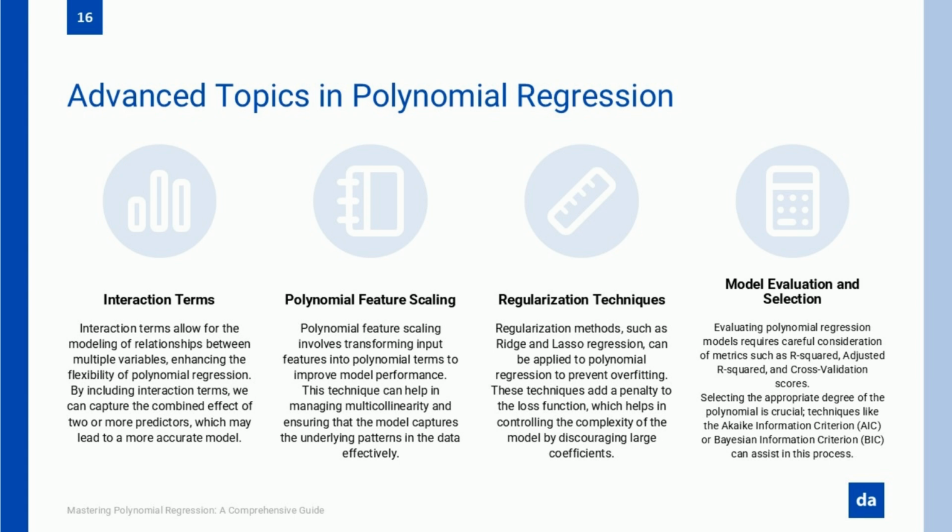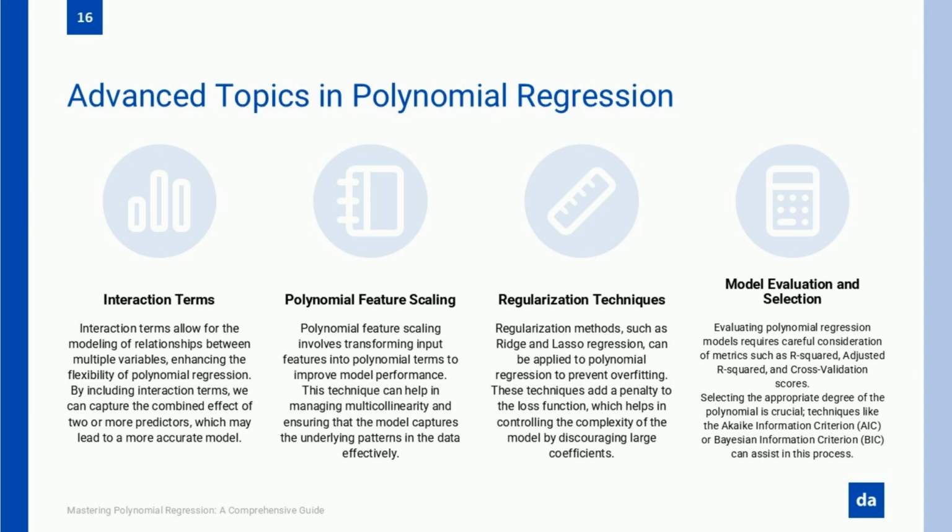Understanding these pitfalls is essential for building models that generalize well and provide meaningful insights. The most frequent issues include choosing the wrong polynomial degree, overfitting the model, underfitting the data, and misinterpreting results. One of the biggest mistakes in polynomial regression is choosing an inappropriate degree for the model.